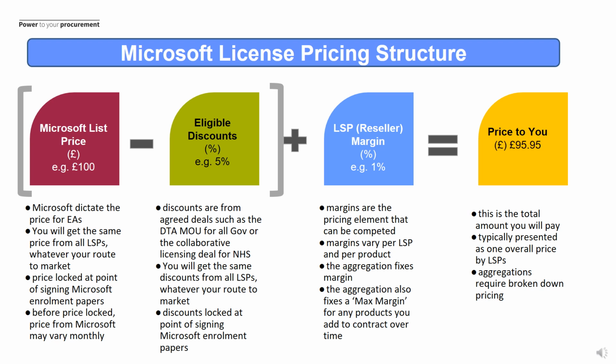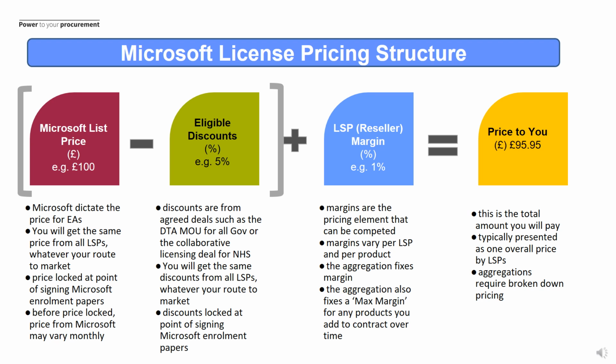And because that's the element that LSPs have control over, when it comes to competing price for Microsoft, it's the margins that can be competed. So margins will vary between LSPs and per product, and the aggregation fixes the margin that you will get for each license. So that's fixed from the point of tender from the winning bidder under the aggregations.